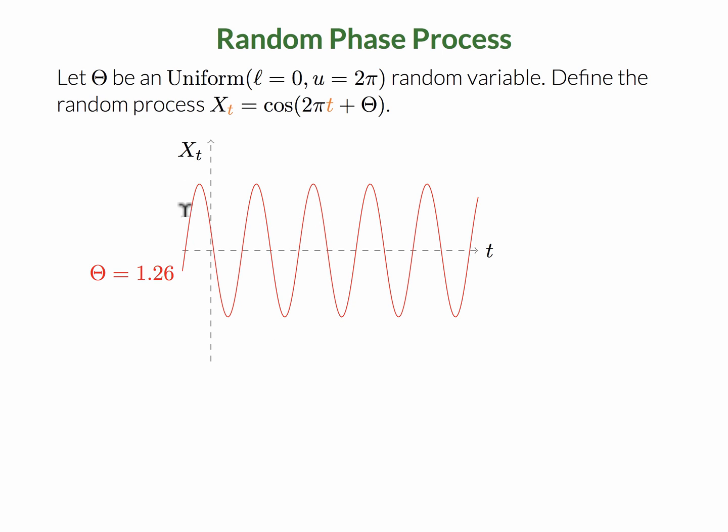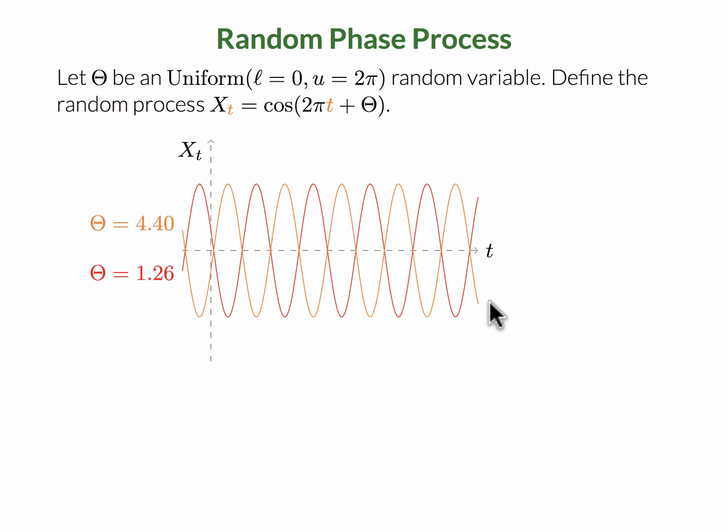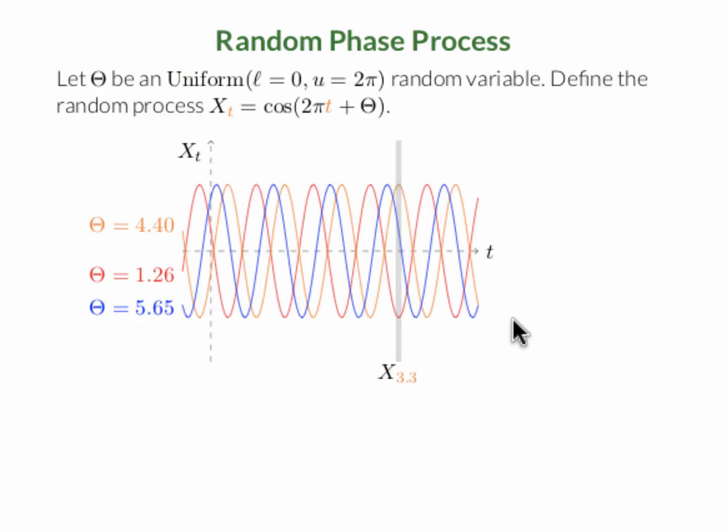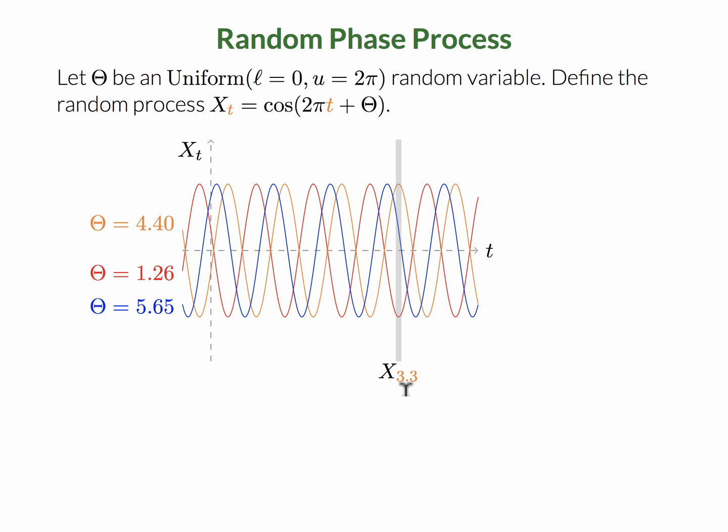Notice that this is a phase-shifted cosine because at time 0, it's not equal to 1. On the other hand, if you generate theta and it happens to be 4.40, you get this random signal instead in orange. And if theta happens to be 5.65, you instead get this signal in blue here. Again, we can look at this process at a specific time, say t equals 3.3. Now, as theta ranges over all the possible values of this uniform distribution, we'll end up getting all possible values between -1 and 1.